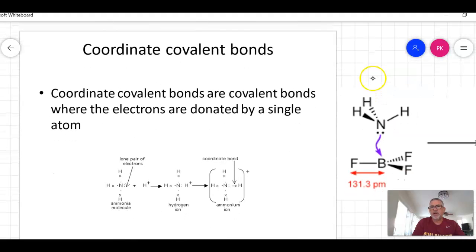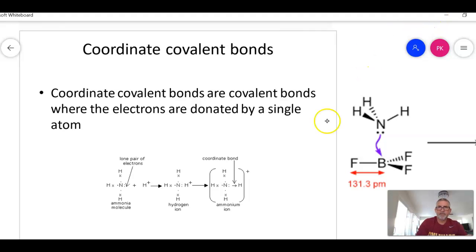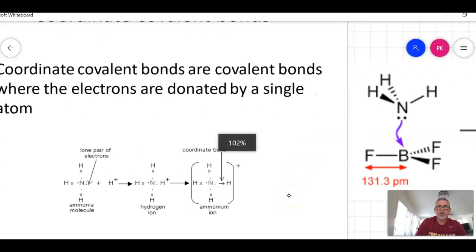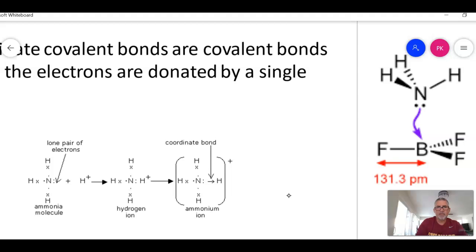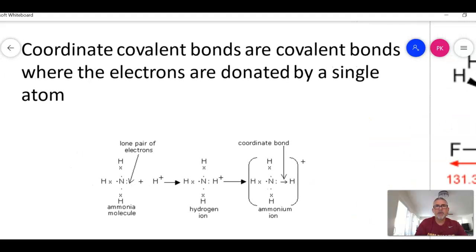Okay. There are things called coordinate covalent bonds. So in each of the instances I showed you, each atom is sharing electrons. But sometimes atoms need to share both of their electrons in order to become more stable, right? So if we look at this example here of ammonia, right? So coordinate covalent bonds, right, are donated by a single atom.